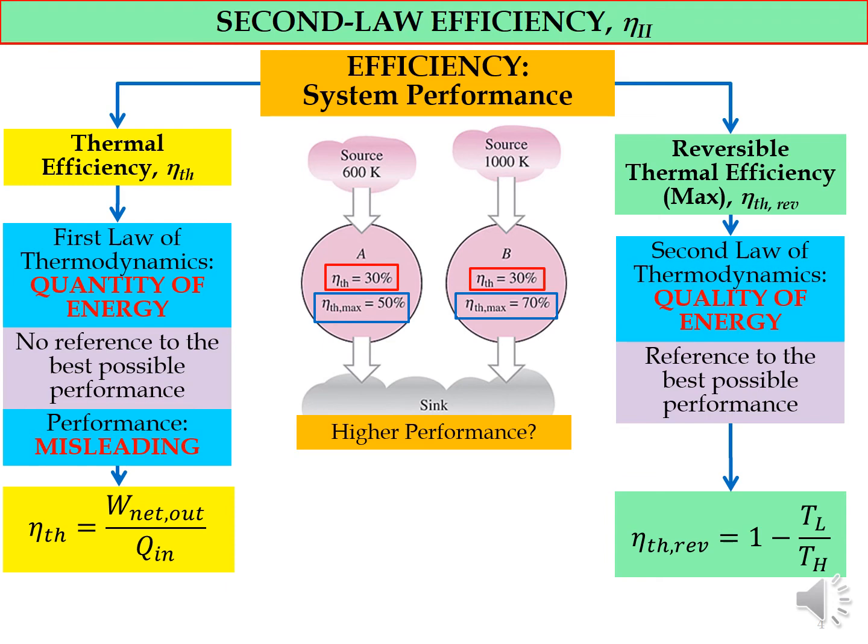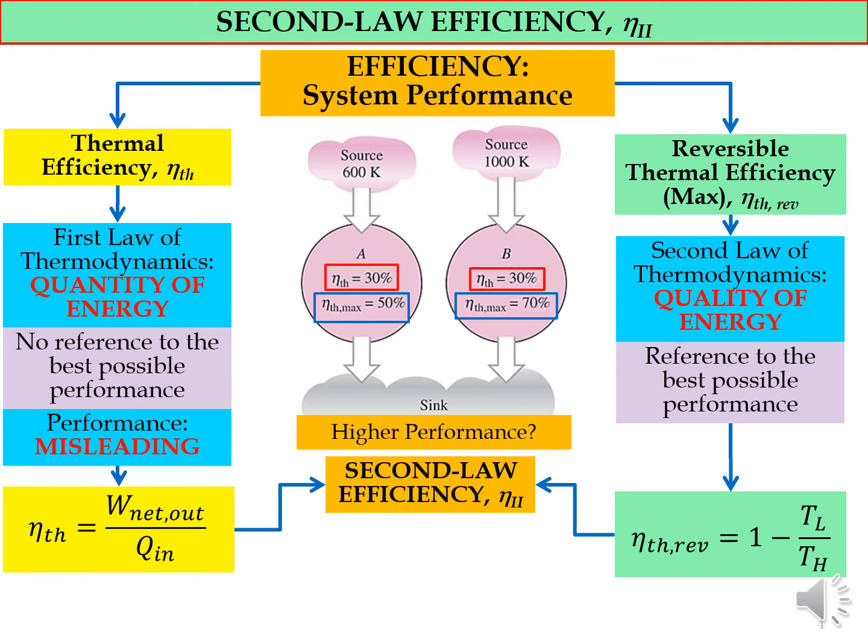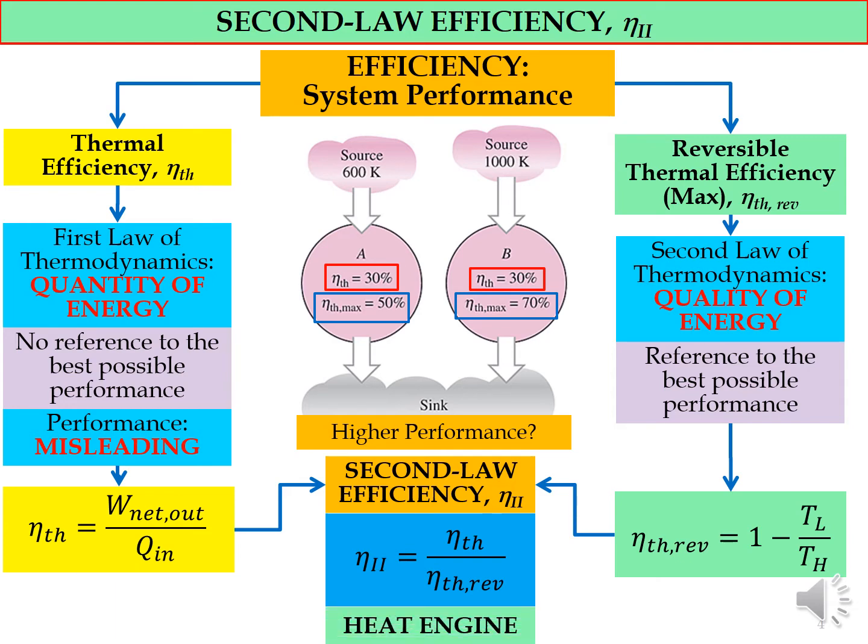To know which of these systems, system A or system B, has higher performance, we need to calculate using the second law efficiency. This is the equation used to calculate the second law efficiency, which is the ratio between the thermal efficiency and the reversible thermal efficiency. This calculation is for a heat engine system. From this equation, we know that system A has 0.6 of second law efficiency, and system B has 0.43.